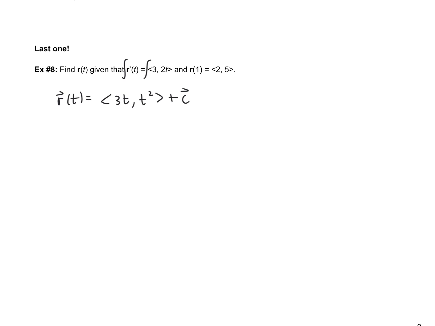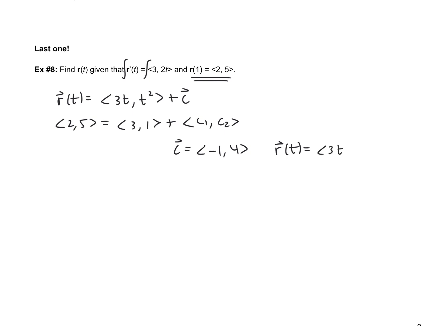Okay, so then here's what is important. We have this 2 comma 5. So we get 2, 5 is equal to 3, 1 plus, and I think it's more helpful to write that c in terms of its components, right? It has an x component and a y component. So then we get that c to be negative 1 comma 4. So finally our r is 3t subtract 1 and t squared add 4.